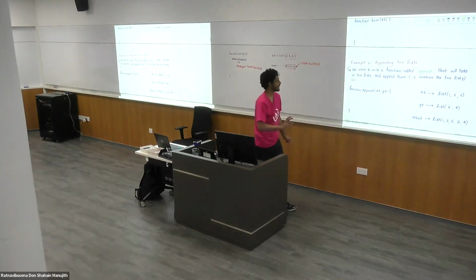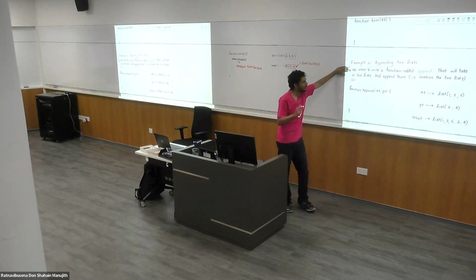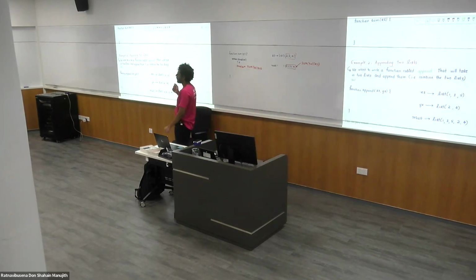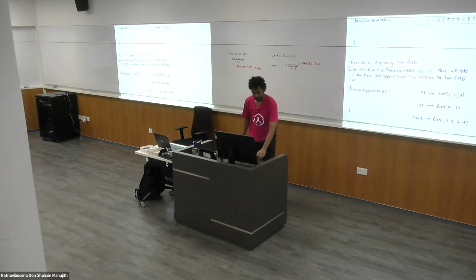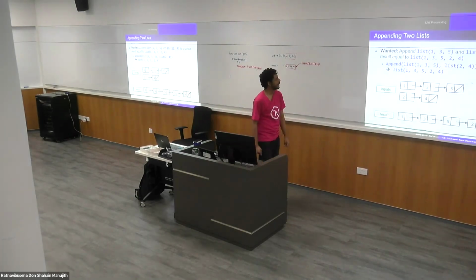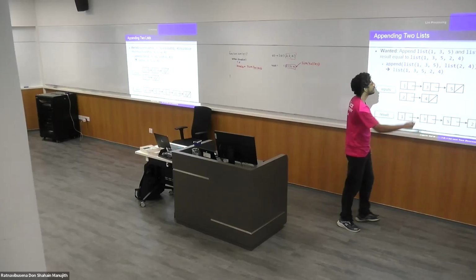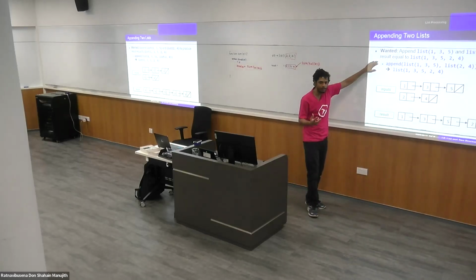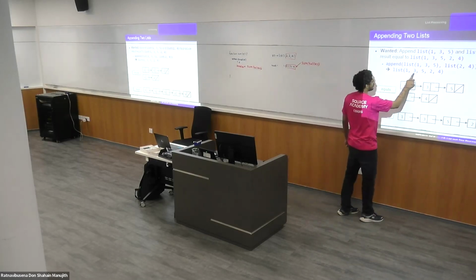So again, second example, we want to write a function called append that will take in two lists and append them. Right? So what does append mean? Append means actually combining them. So append means combining two lists together, right? For example here, we have two lists, list 1 3 5 and list 2 4. So we want to append them. That means we want to combine the two lists to get the following list, 1 3 5 2 4.